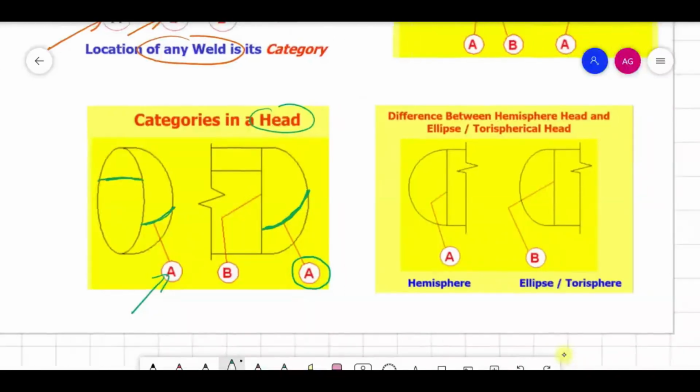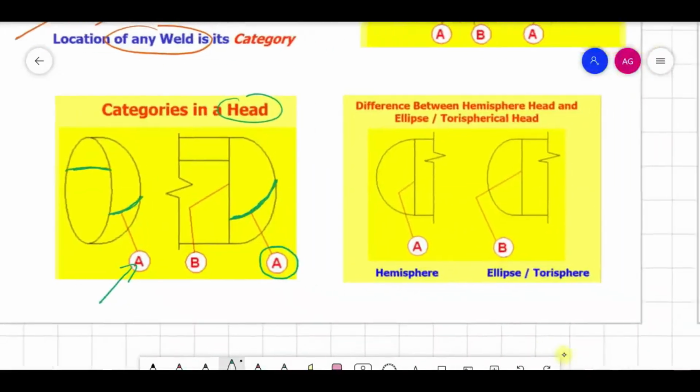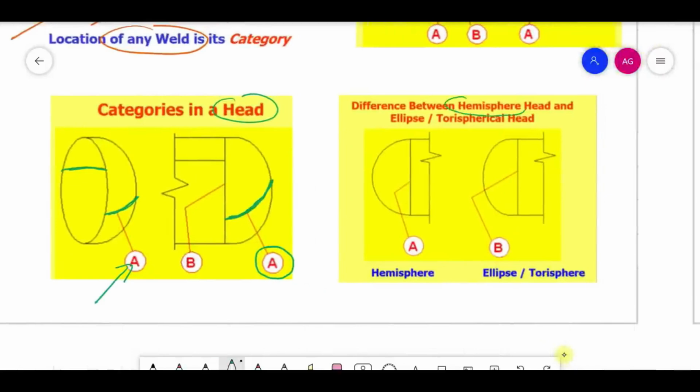Apart from this, the actual head here, which means the dish end, has two types. One is the hemispherical head and the other is the torispherical head. Elliptical is also called a torispherical head. The hemispherical head, which is your dish, does not have a straight edge. The elliptical one has a straight edge, like you can see here. Whereas here there is exactly this curvature surface, so the entire curve is hemispherical.